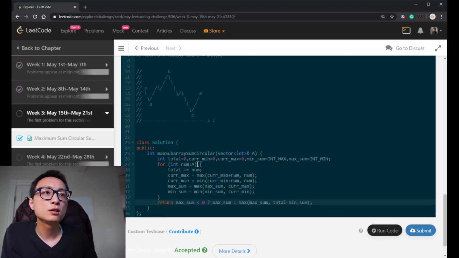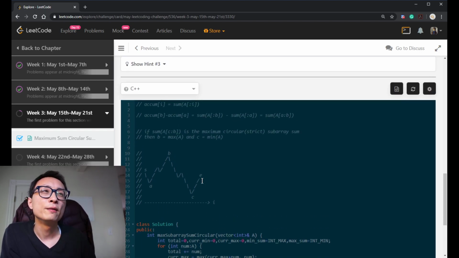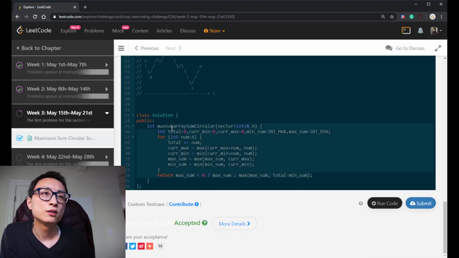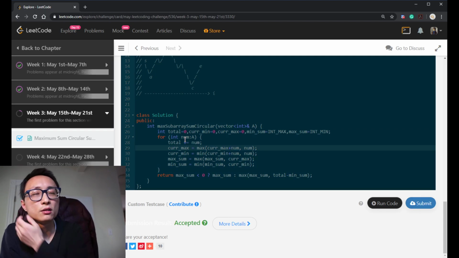It's accepted. And this algorithm is clearly linear time and constant space. I guess realizing this is the highest point and this is the lowest point is a little bit tricky. And if you get the click, then you will be able to have this very simple and elegant solution. Yeah. So that's for this question.